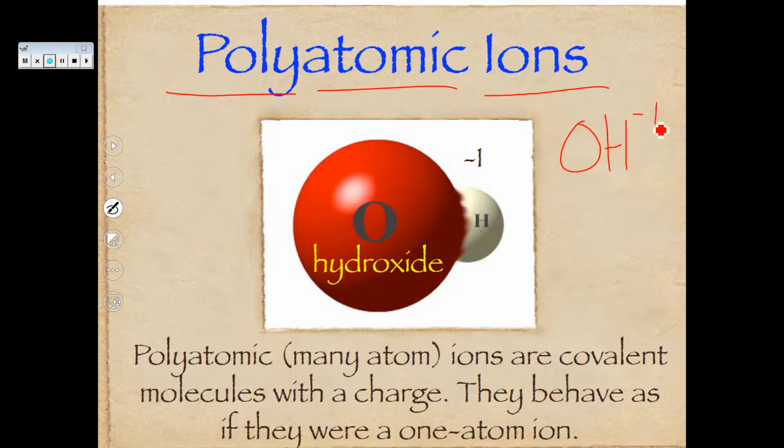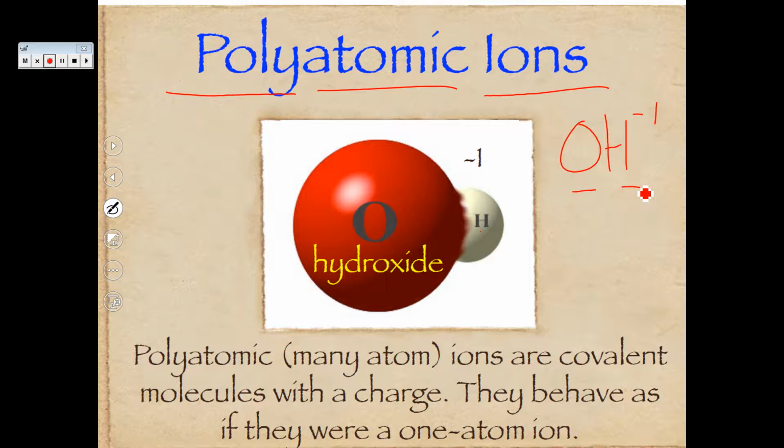These two atoms are set and fixed. You can't mess around or touch the subscripts on them. There is a set ratio between the O and the H. So they come as a package. You can't separate, you can't manipulate, you can't change anything about the O or the H and the subscript. Okay? They are set in stone. They behave as if they were one atom ion.